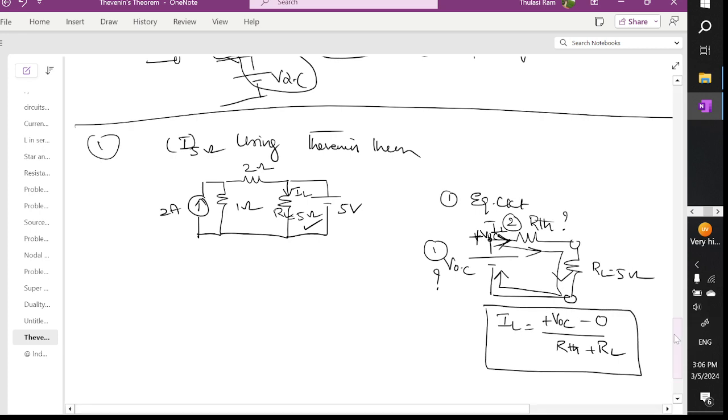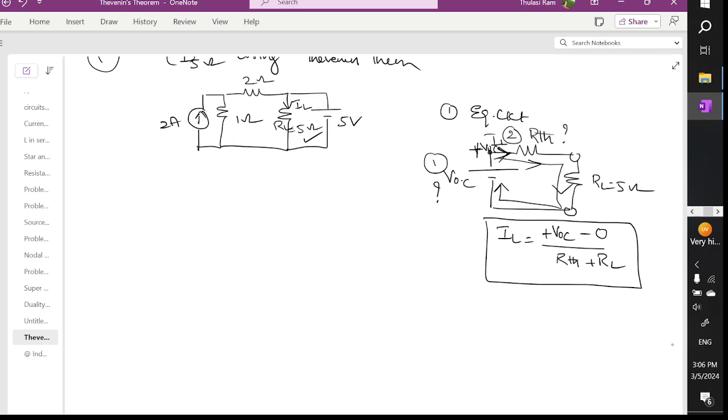So the first step is finding VOC. Sir, how to find the open circuit voltage here? The procedure for open circuit is to remove the load resistor. Removing the load resistor makes it an open circuit, and then find the voltage. I am redrawing the network. I have a 2 ampere source.